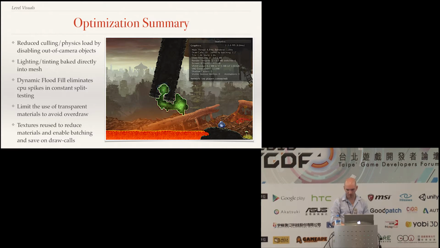If you look into the statistics, you see that this very, very complicated picture on the right is actually using 10 draw calls. So I think it's a pretty good thing. We reduce the culling and physics load by disabling out-of-camera objects. We made the lighting and tinting use the baked colors directly in the mesh. Dynamic flood fill, talk about that. We limit the use of transparent materials to avoid overdraw. And the textures are used to reduce materials and therefore reduce draw calls.